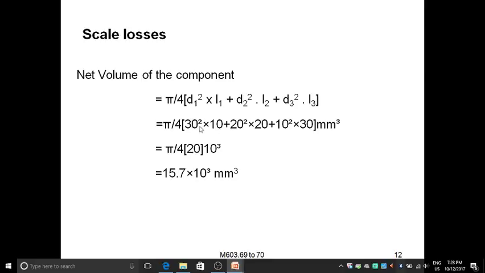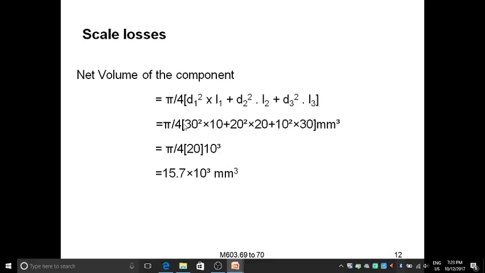Now you can see here, this is cross section A. The second section diameter is 20, its length is 20, so 20 square into 20. Then the third section diameter is 10, its length is 30. He kept all the dimensions in millimeters itself. Remember, be careful while substituting the values. In this problem he kept all the values as they are, in millimeters, and substituted.